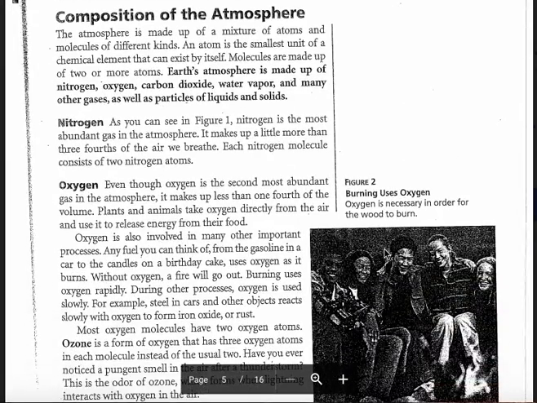All right, let's read. Composition of the atmosphere. The atmosphere is made up of a mixture of atoms and molecules of different kinds. An atom is the smallest unit of a chemical element that can exist by itself. Molecules are made up of two or more atoms. So atoms are the very smallest part, and molecules are combinations of atoms. Earth's atmosphere is made up of nitrogen, oxygen, carbon dioxide, water vapor, and many other gases, as well as particles of liquids and solids. So anytime you see a bold sentence like that, it's probably something worth writing down.